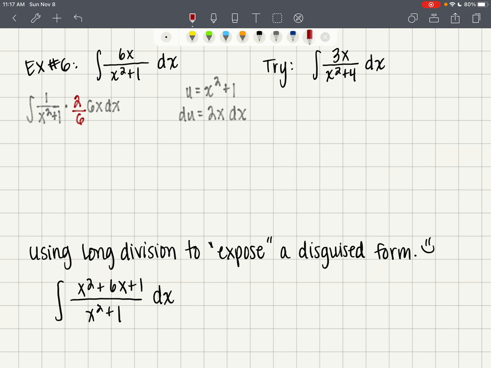So if we multiply the inside by 2/6, we have to multiply the outside by 6/2. And 6/2 is 3, so we have 3 times the integral of 1 over u. The 6's cancel out, and 2x dx is du. So 3 times the natural log of u, and the natural log of u would be the natural log of x squared plus 1. Notice how I'm using parentheses here. That's because no matter what x is, we're going to multiply it by itself. It will become positive, and then adding 1 will keep it positive.